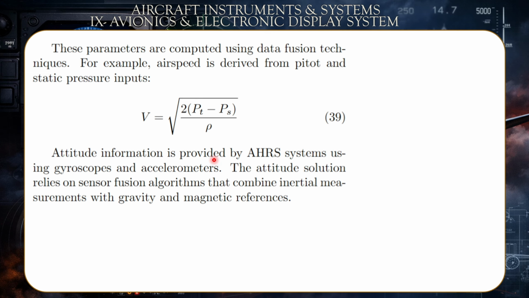Attitude information is provided by the AHRS system, attitude and heading reference system, using gyroscopes and accelerometers. The attitude solution relies on sensor fusion algorithms that combine inertial measurements with gravity and magnetic references.